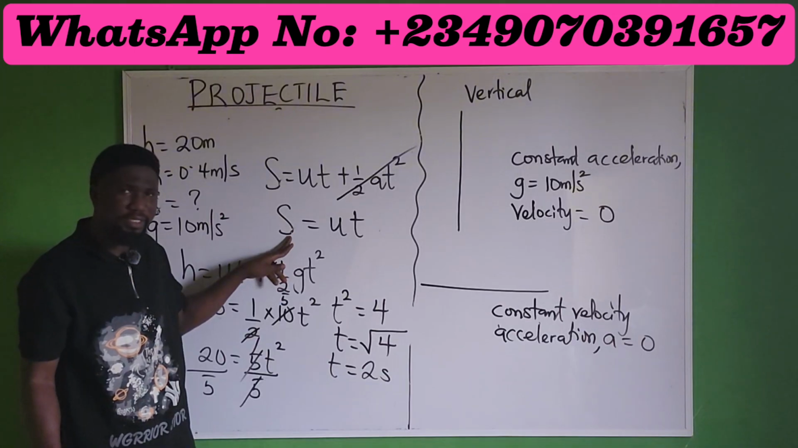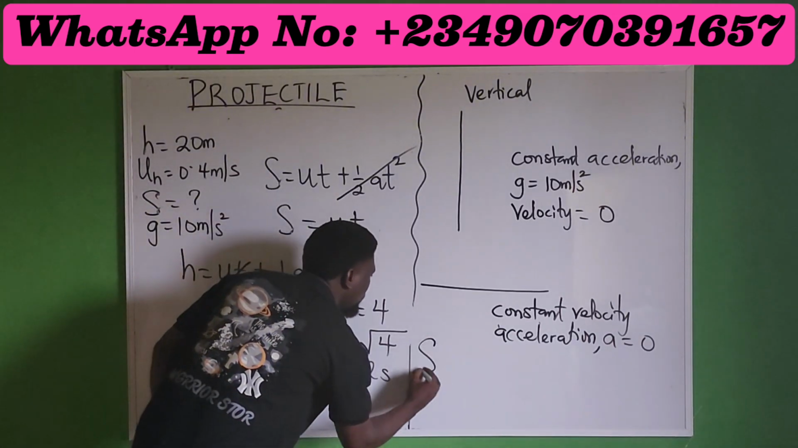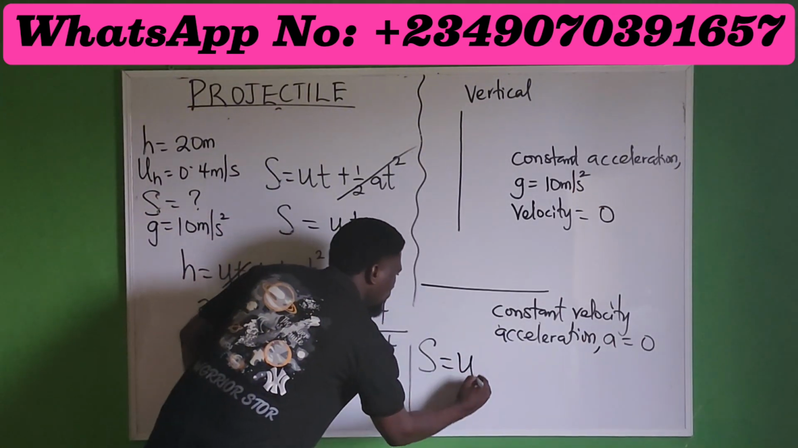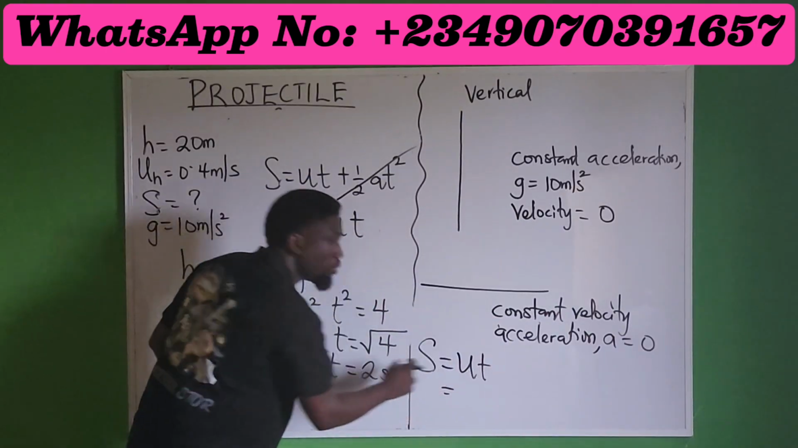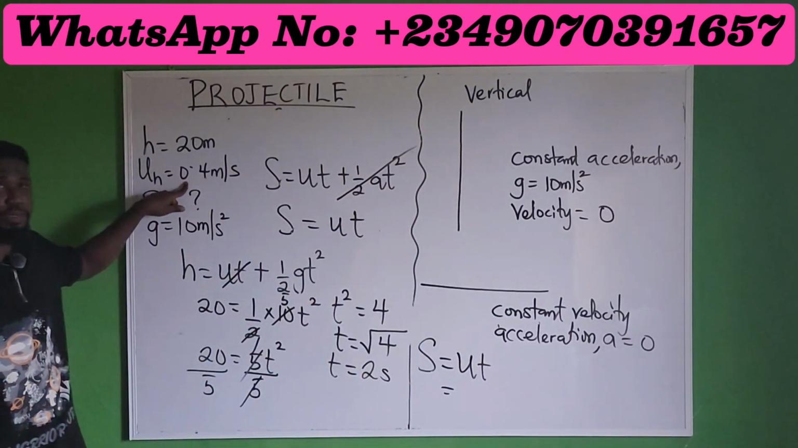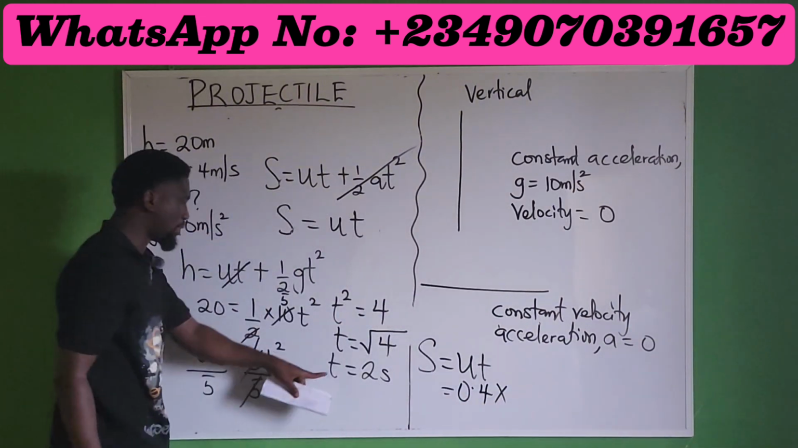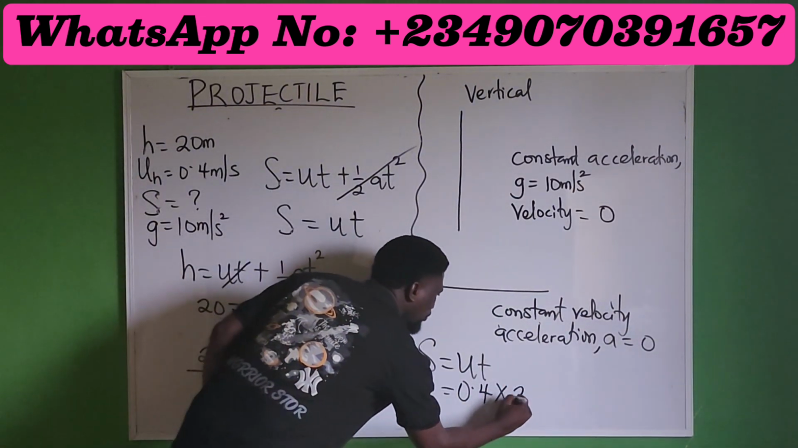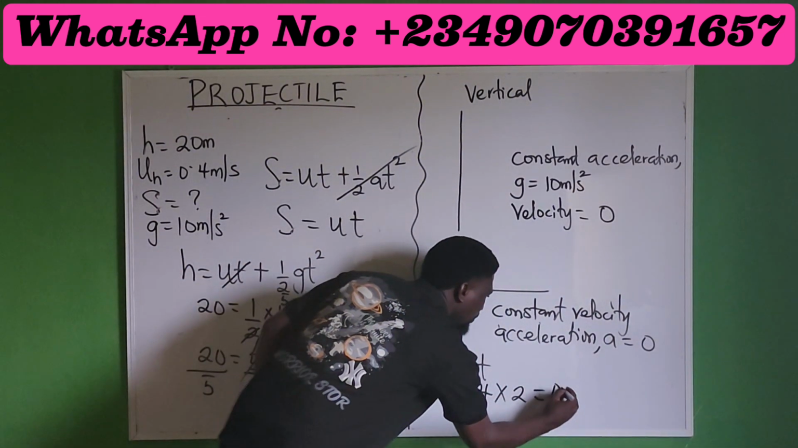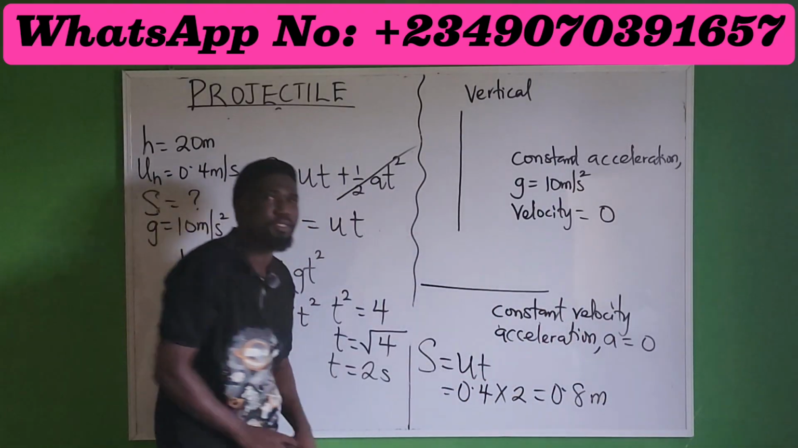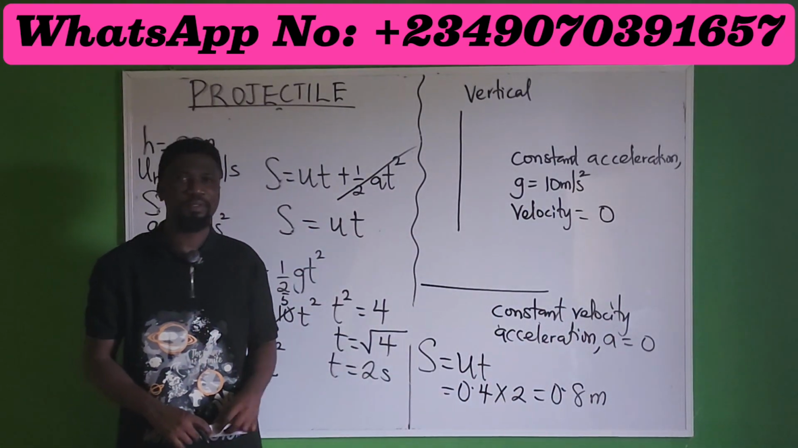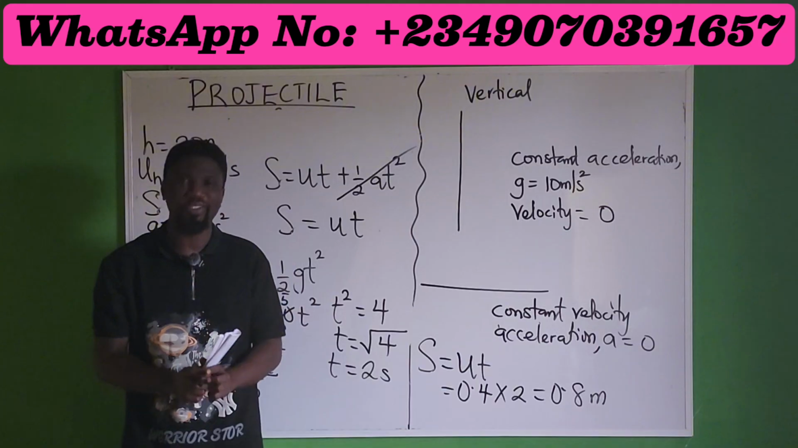I believe you are getting it. Alright. So s now will be equal to ut. And what is u? U is 0.4. So we have 0.4 multiplied by t, which is 2. And the answer is 0.8 meters. Please, do you understand? Alright.